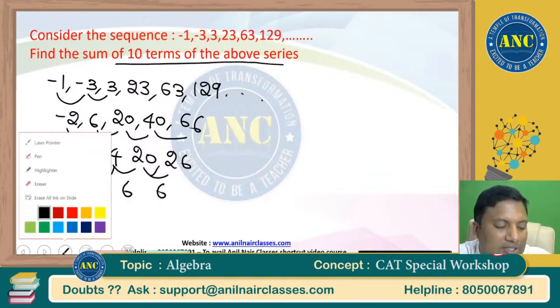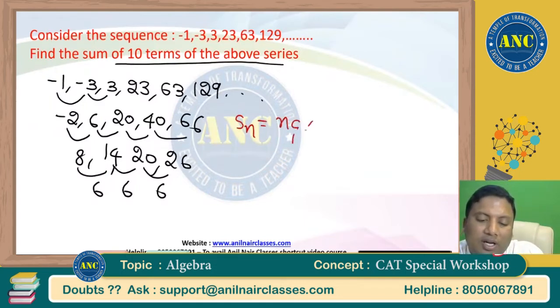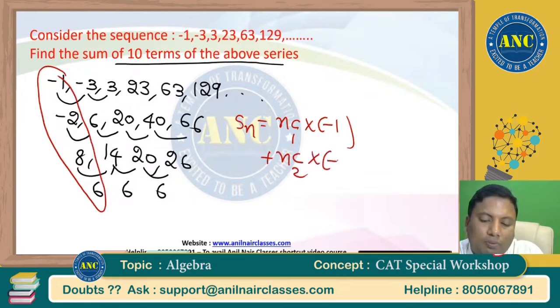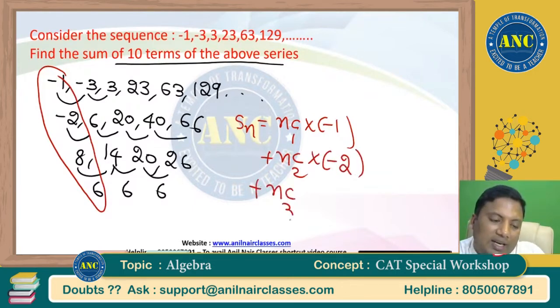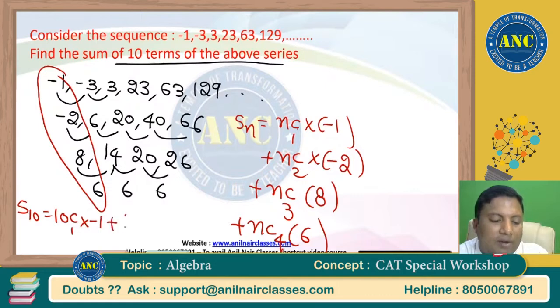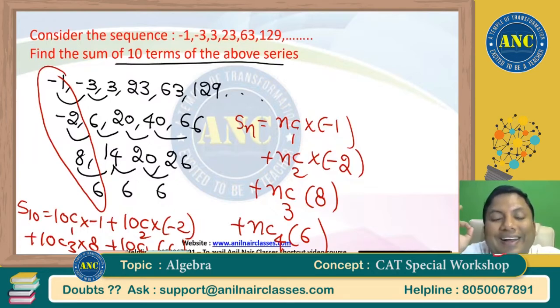Now see here, how to do it? Sn is nothing but nC1 into a, only the first terms, that is our entire idea. nC1 into minus 1 plus nC2 into minus 2 plus nC3 into 8 plus nC4 into 6. Finish. Direct single step. So the sum of 10 terms is nothing but 10C1 into minus 1 plus 10C2 into minus 2 plus 10C3 into 8 plus 10C4 into 6. Solve this value and get the answer. I hope the idea is clear.